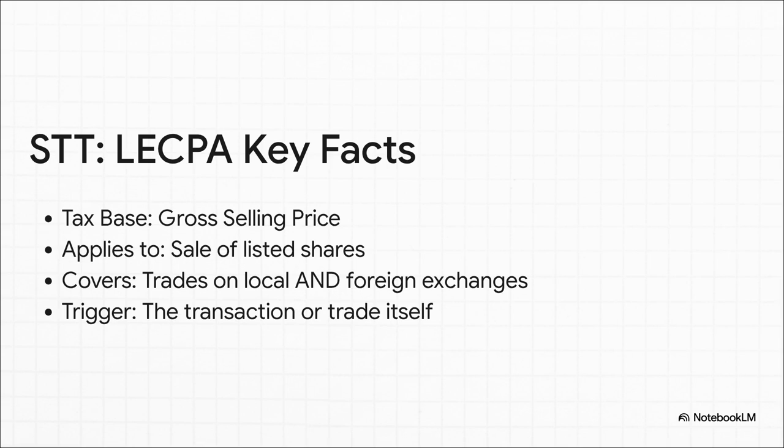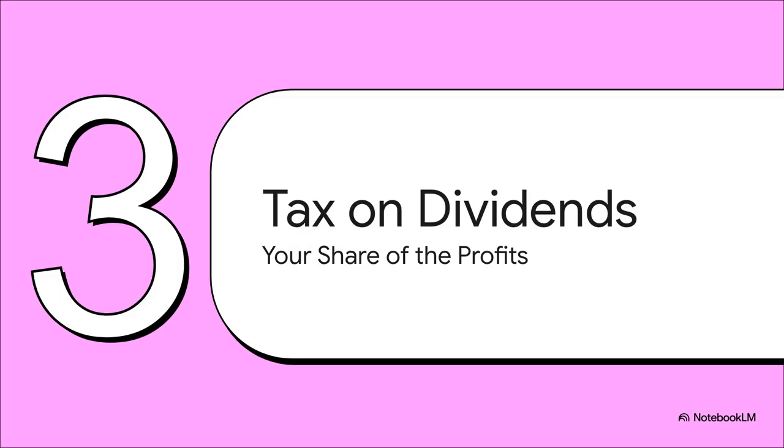And the trigger, it's the trade itself. Your broker just automatically deducts it. Easy peasy. Okay, so selling shares is one thing, but what about when you just hold on to them and the company you invested in is doing great? Well, when they share their profits with you, those are called dividends. And, you guessed it, they're taxed too.